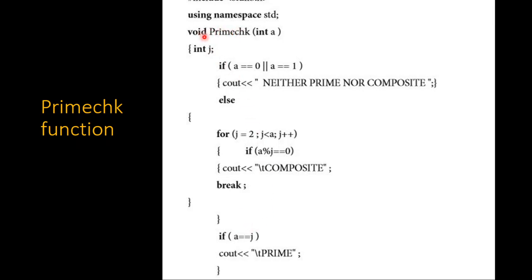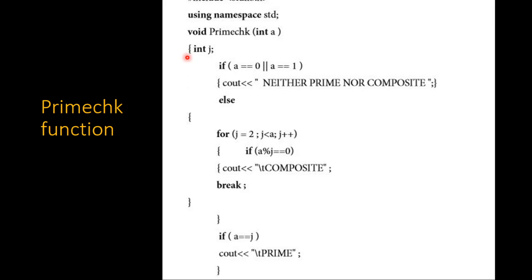Prime check is the function name. Int a is the parameter. A is the parameter, its type is integer. Prime check is the function name and the function type is void. Void means it returns nothing. Now the open brace starts the function and this close brace closes the function.